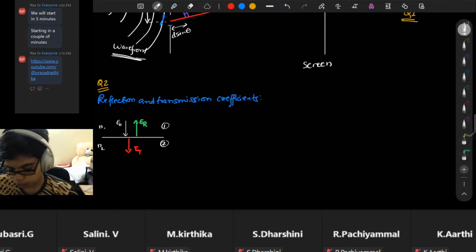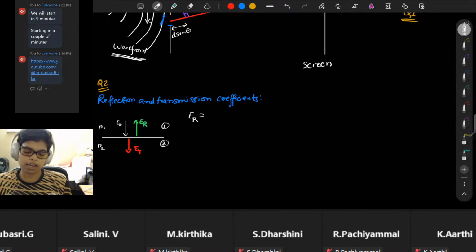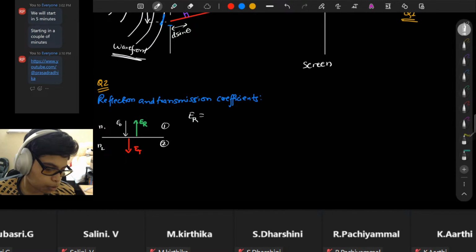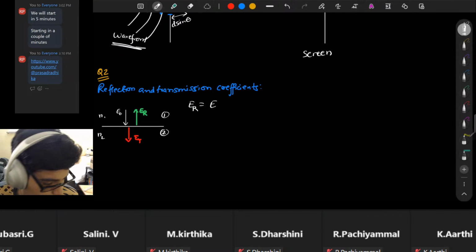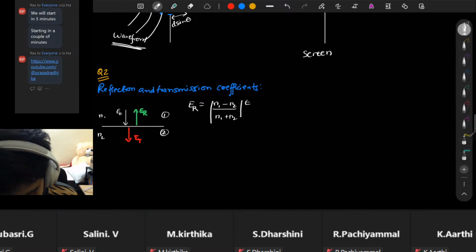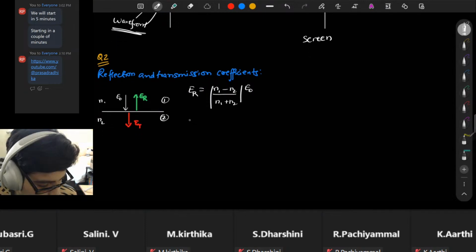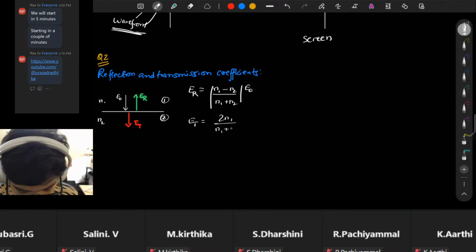Okay, so what we have is these coefficients you can find out by using Maxwell's equation and applying boundary conditions to the interface. I will just write down the expressions for you. This is the amplitude for the reflected beam. You see how they depend on the refractive indices of the medium.